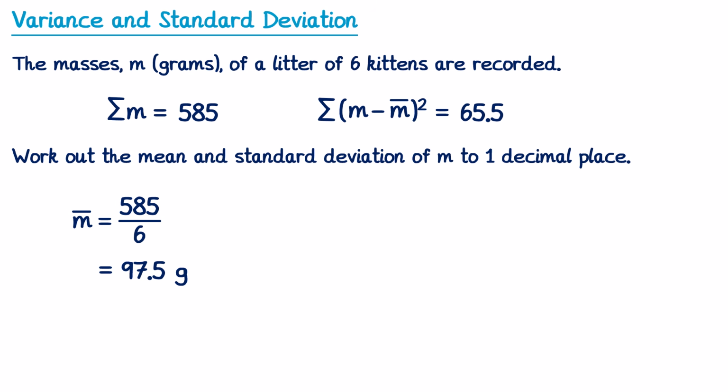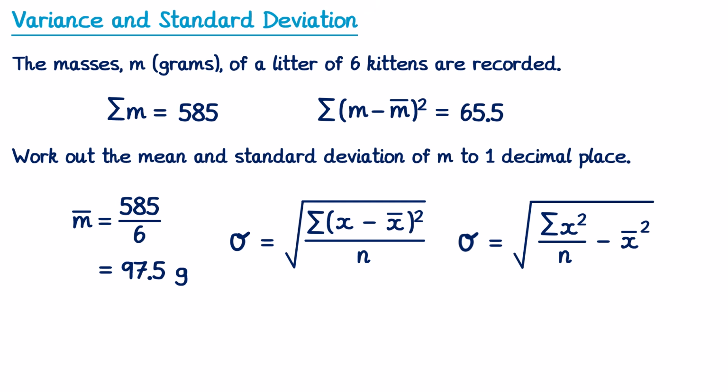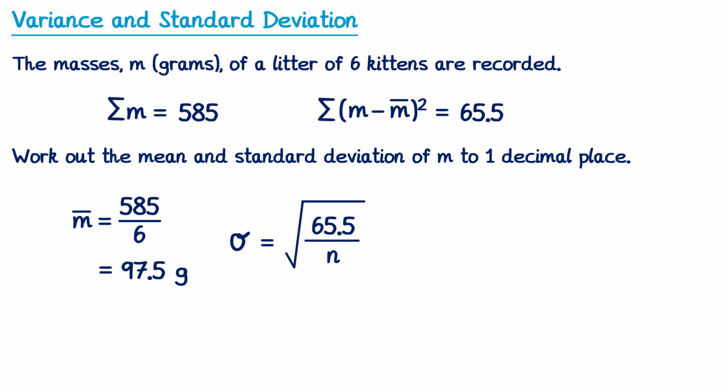Now for the standard deviation. We've got two formulas to choose from, and given we've been told the sum of (m minus m bar) all squared, we're going to use the first formula, because that has the sum of (x minus x bar) all squared. Obviously, we're going to replace the x with m. We've been given that value in the question, 65.5, and we know the value of n, that's still 6 kittens, so we just type this into the calculator, and this will give you a standard deviation of 3.3 grams.